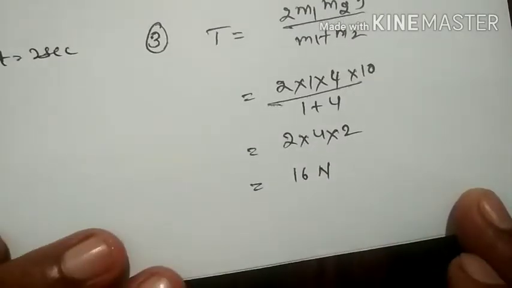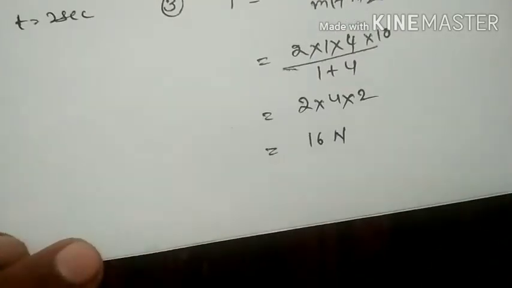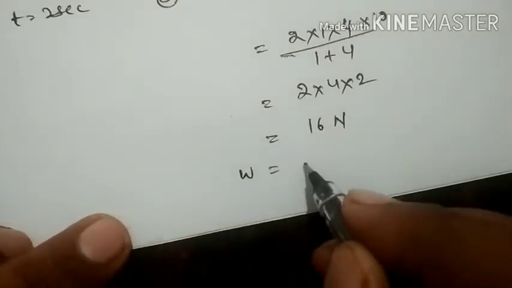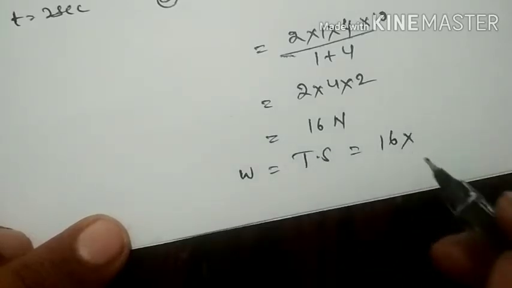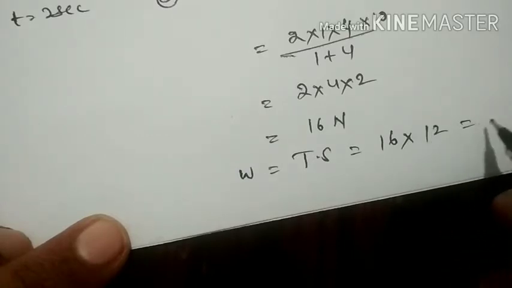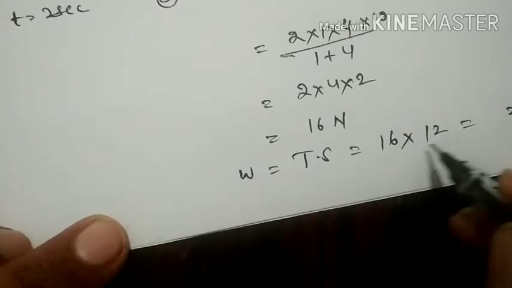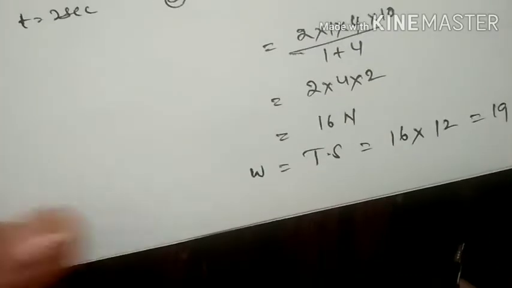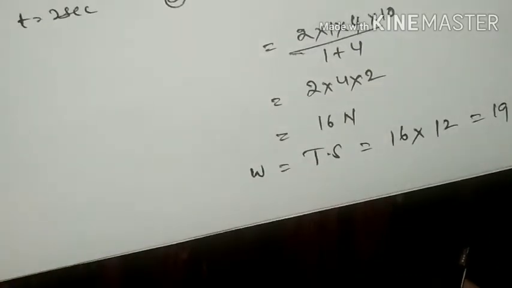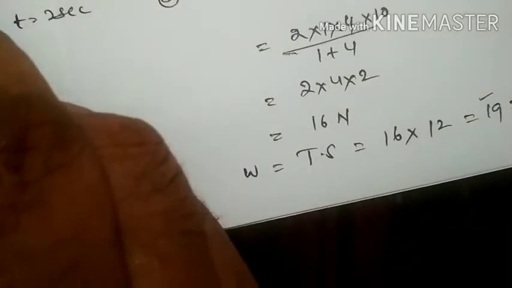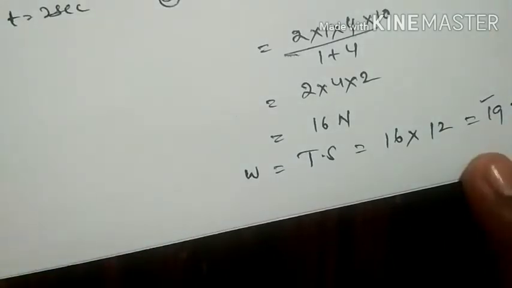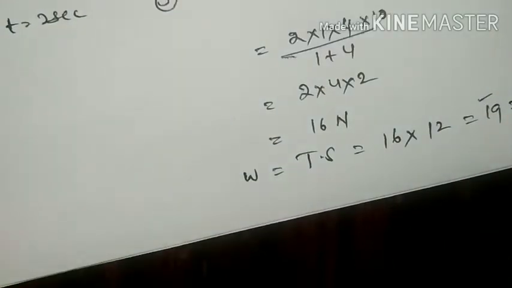So what is the work done? Work done is equal to force into displacement. Tension 16 into displacement 12 meters again. So 12 6s are 72, 12 1s are 12, 192 joules. So here the answer is minus 192 or plus 192. For example, you can consider that tension is pulling the 1 kg block upwards, so it can be taken as plus 192 joules.